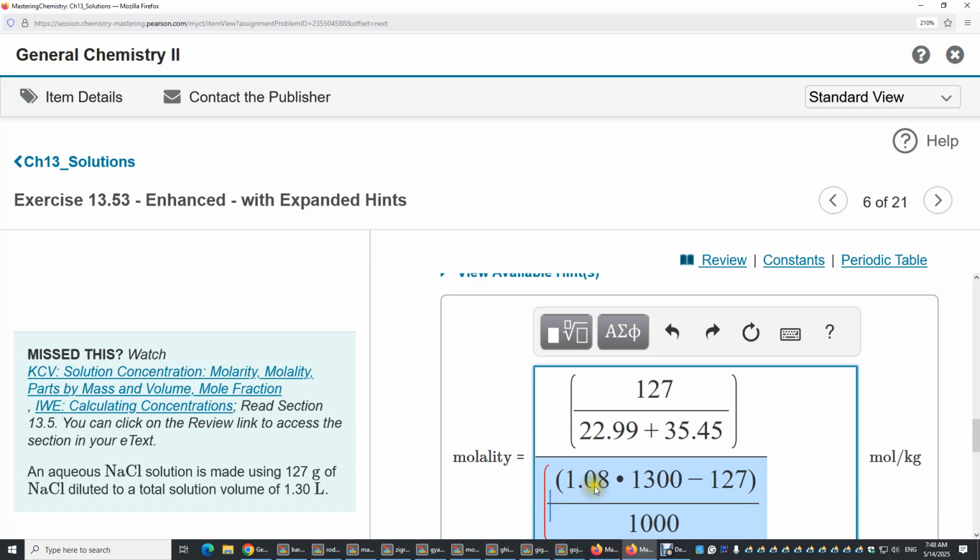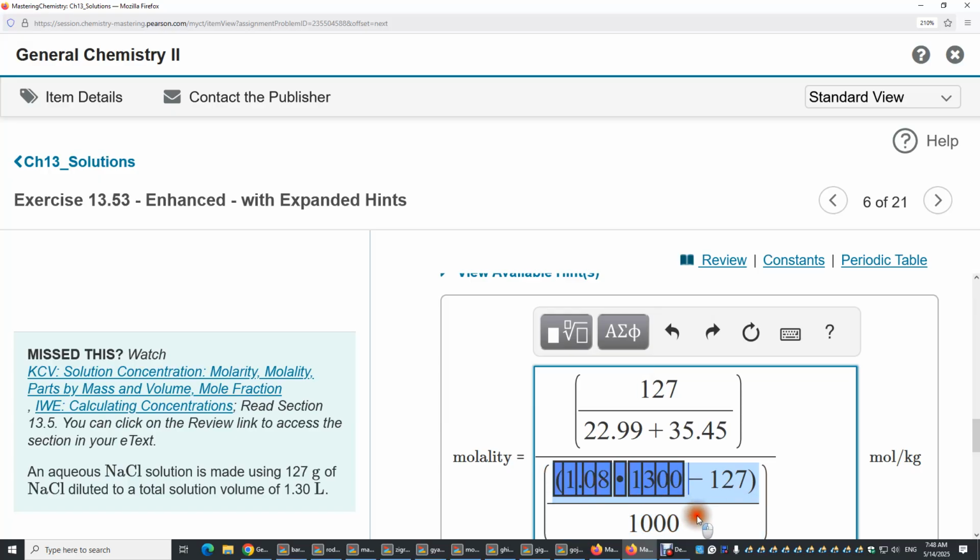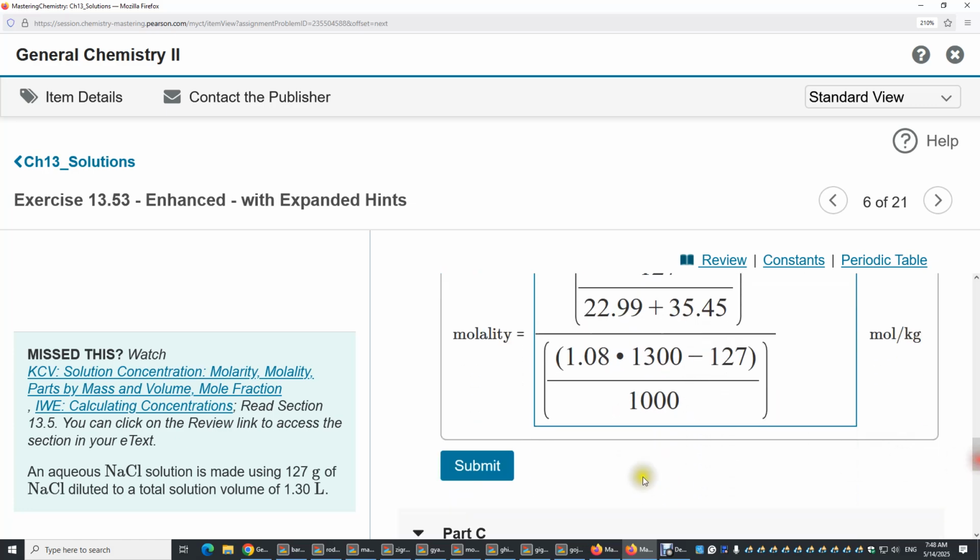Just to be clear, I put everything on the bottom inside a pair of parentheses. Again, on top you have the moles of the solute. Bottom you have the mass of the solvent in kilograms.